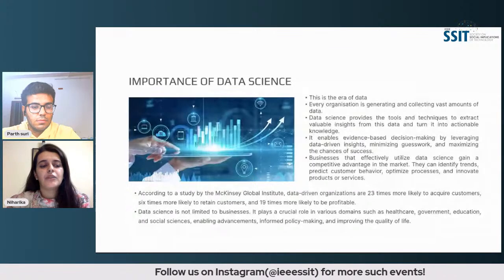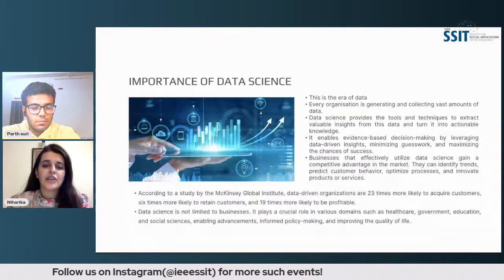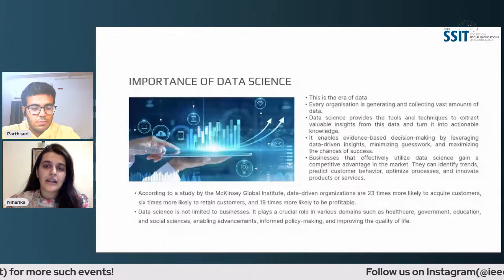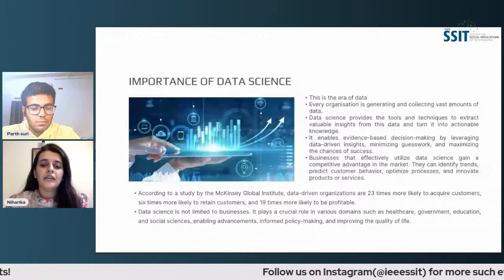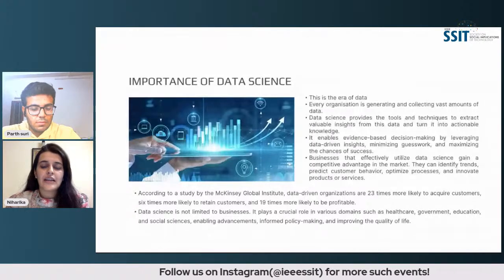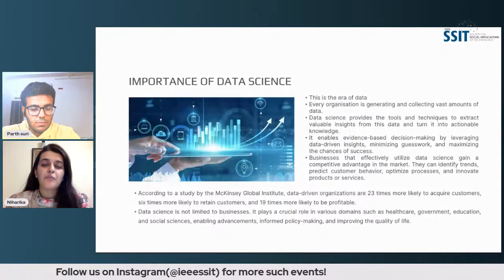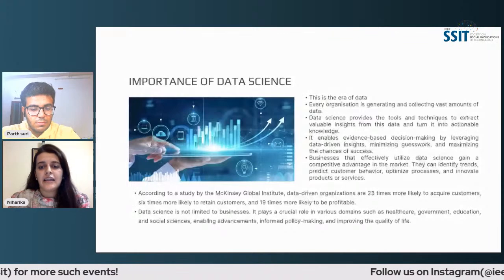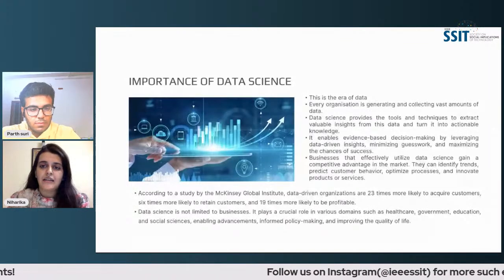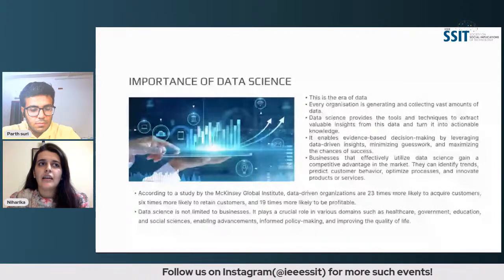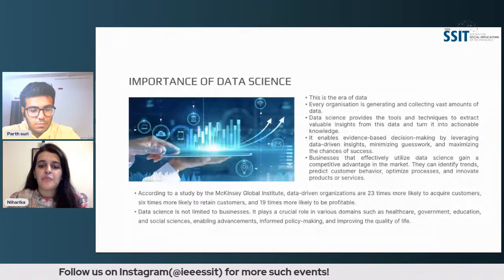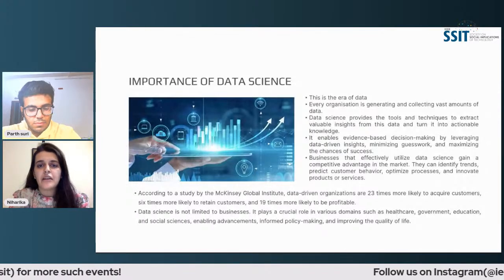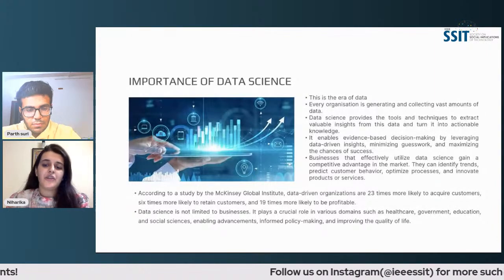According to a study done by McKinsey Global Institute, organizations that are using data are more likely to be profitable, retain customers, and stay ahead in the competition within the market. They leverage data patterns that they can see in the data and predict their customers' reviews, which can help them improve their products and services for the better.